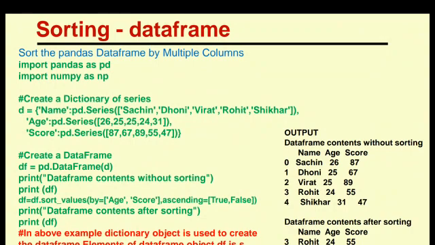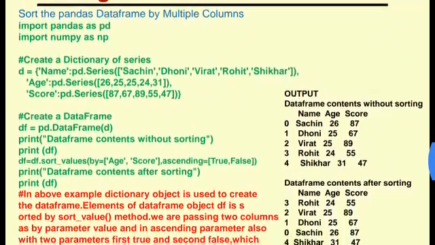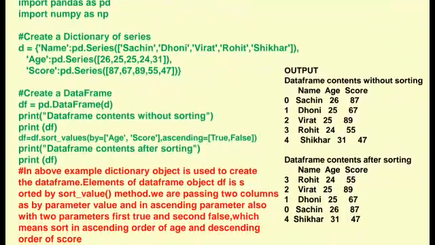Now the second comment is create a data frame. df is our variable. df is equals to pd.DataFrame. We will call that d variable, bracket d. Print bracket, inside inverted commas, data frame contents without sorting. Print df. Now the output is given, data frame contents without sorting.